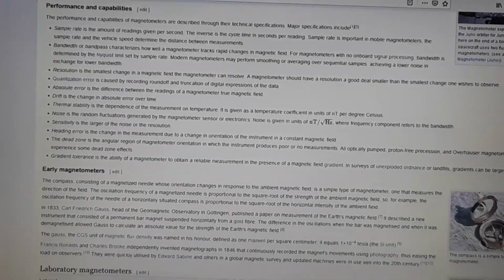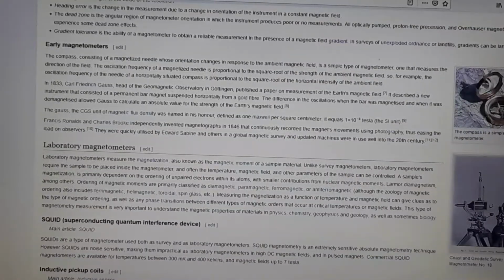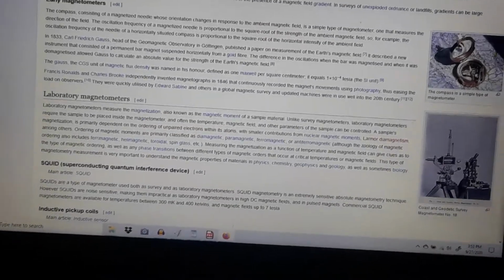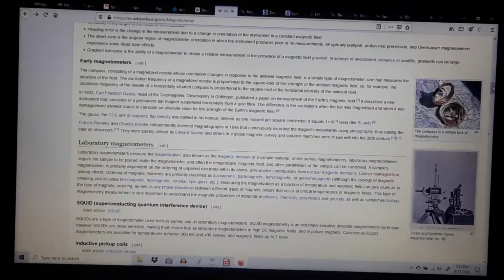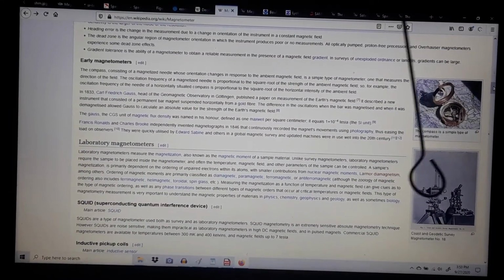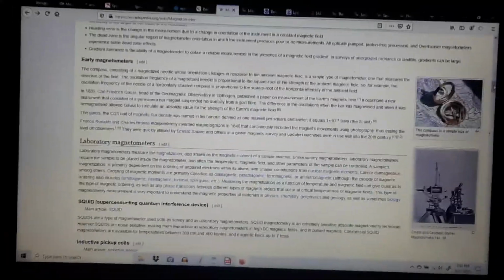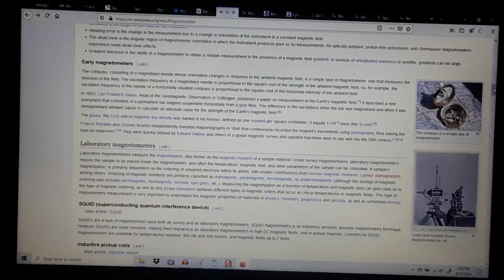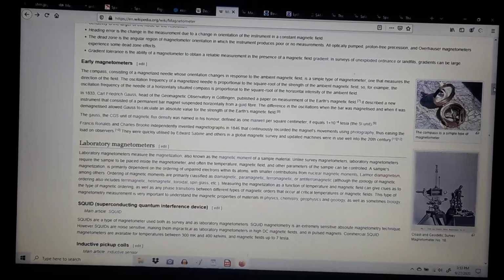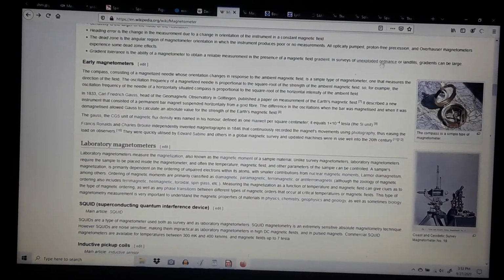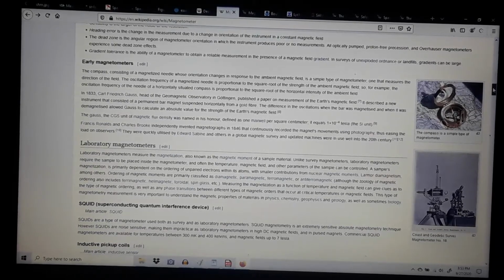So, early magnetometers. This was one of the things that I had posted. I posted a picture of an older magnetometer.